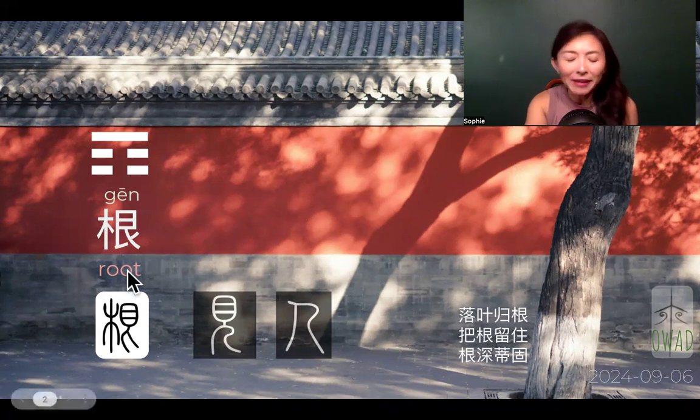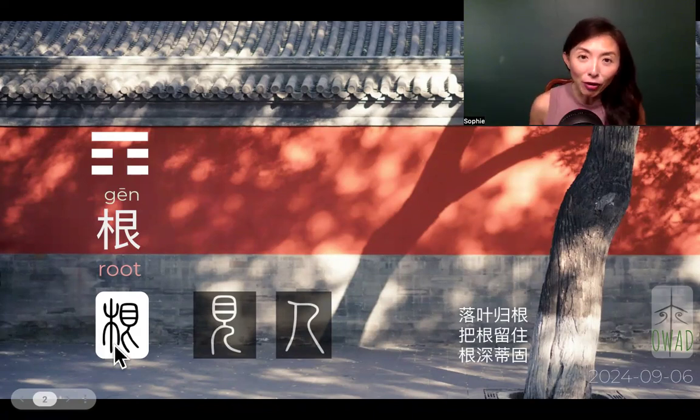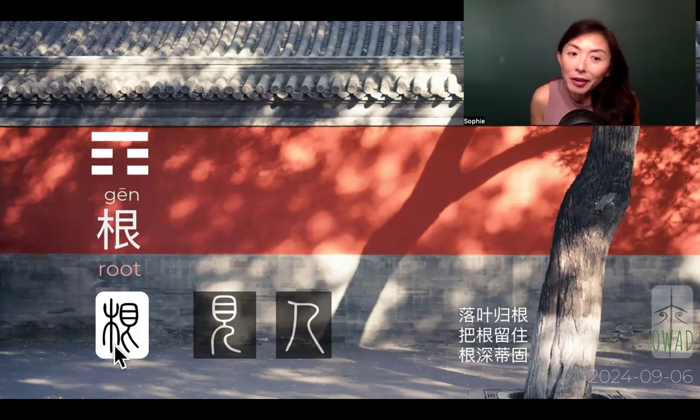I mean, root probably is important in English as well, but Chinese really put a lot of thought into what root means to them. And we'll see it in the formation of this wood concept. When Chinese depict a wood, which basically is a tree, it actually draws the invisible part of the tree, which is underground, which is the root.